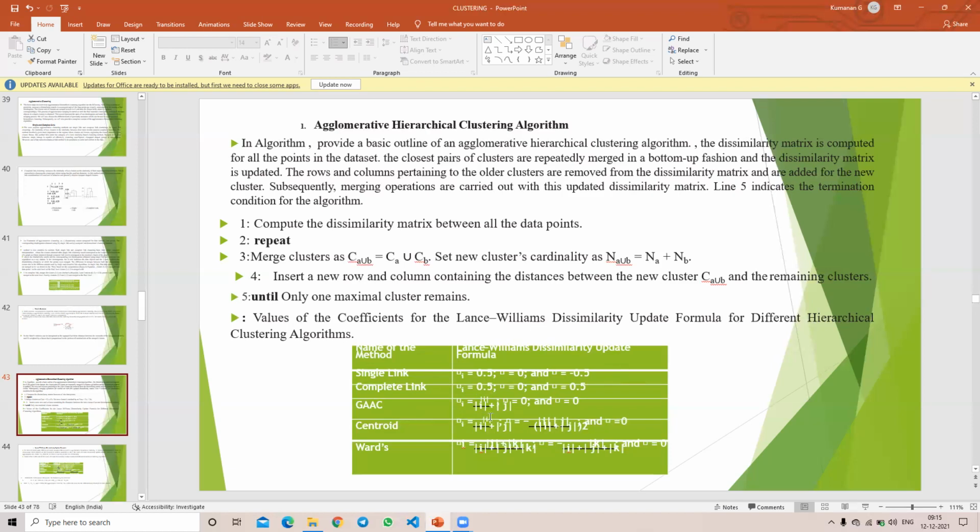GAAC: alpha equal to alpha I plus J, beta equal to 0, gamma equal to 0. Centroid: alpha is equal to alpha I plus J, and beta is equal to minus alpha I times alpha J, gamma equal to 0. Ward's: alpha is equal to alpha I plus K, beta is equal to minus K, gamma is equal to 0. These are the coefficients for the Lance-Williams dissimilarity update formula for different hierarchical clustering algorithms.